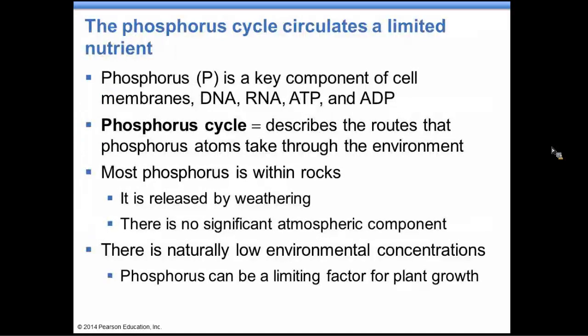So the last cycle we're going to tackle today is the phosphorus cycle, and it circulates a very limited nutrient. The element phosphorus is a key component of cell membranes and several other molecules vital for life, including DNA, RNA, ATP, ADP. The phosphorus cycle has no appreciable atmospheric component. The vast majority of Earth's phosphorus is contained within rocks and is only released by weathering.